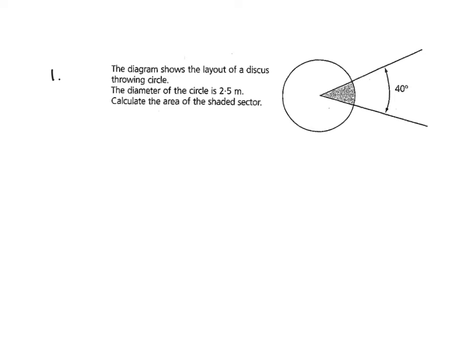Some more S3 division questions. Now we're told that the diameter of the circle is 2.5 metres, so the radius then will be half of that, which is 1.25 metres.